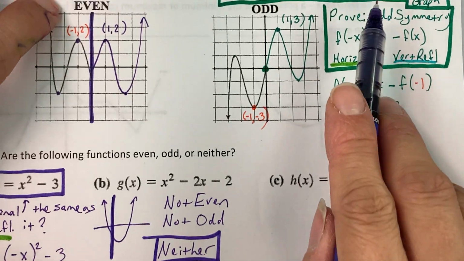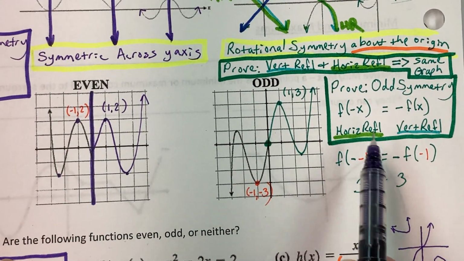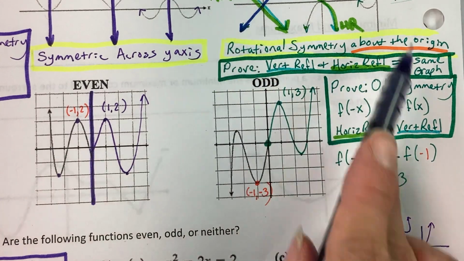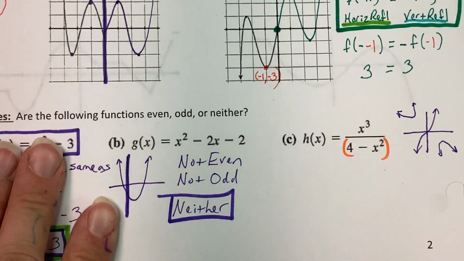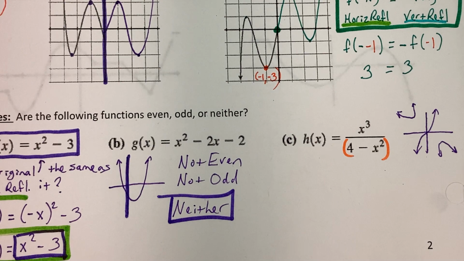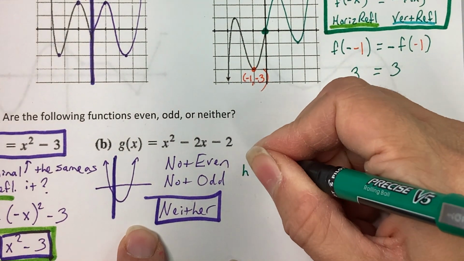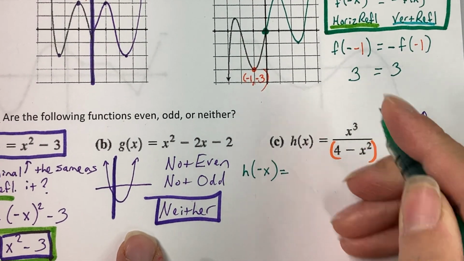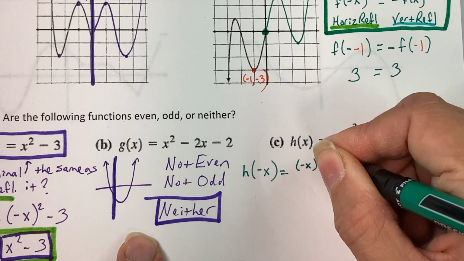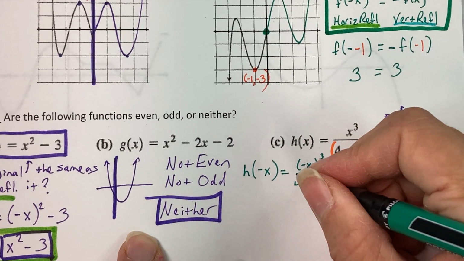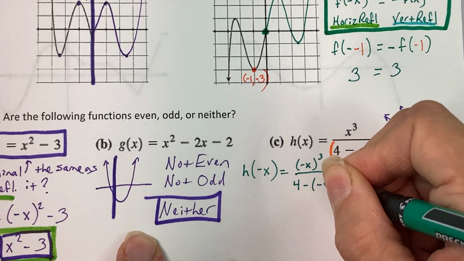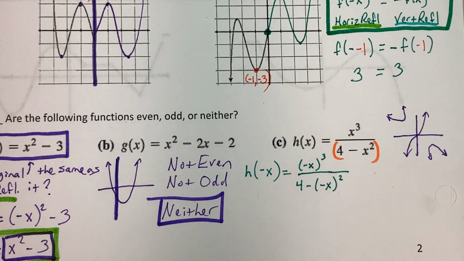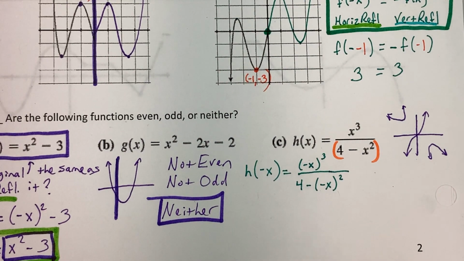So we are going to prove odd symmetry by showing that horizontally reflecting it and vertically reflecting it give me the same graph. So I'm going to go ahead and do a horizontal reflection first. So here my function is named h of x, so I'm going to use that h notation. So what is h of negative x? Well, if I put a negative in with x, that would be negative x cubed, and 4 minus negative x squared. So we need to simplify this expression.